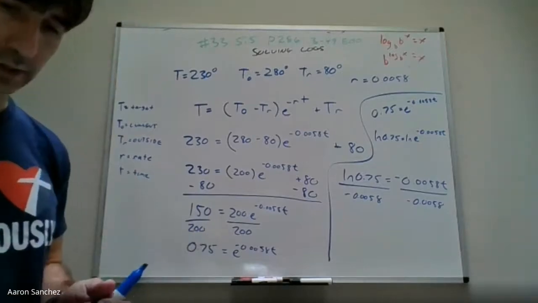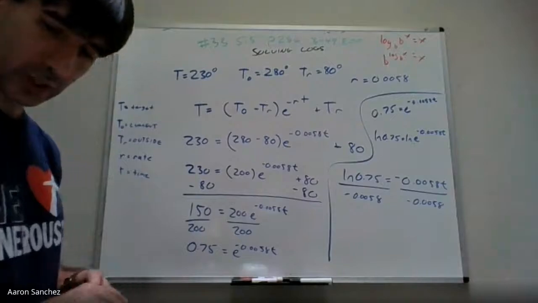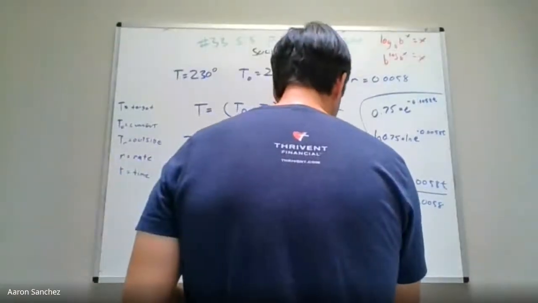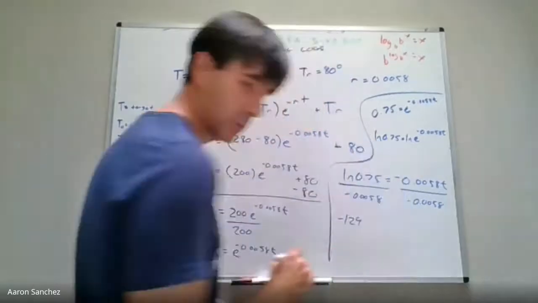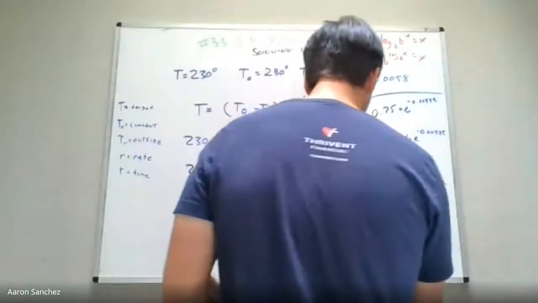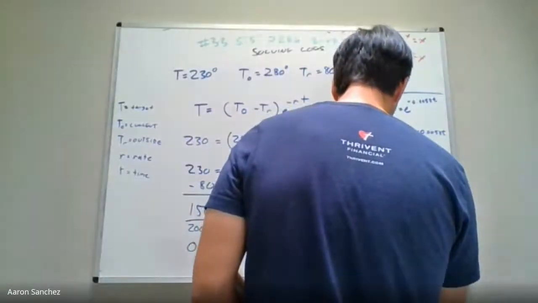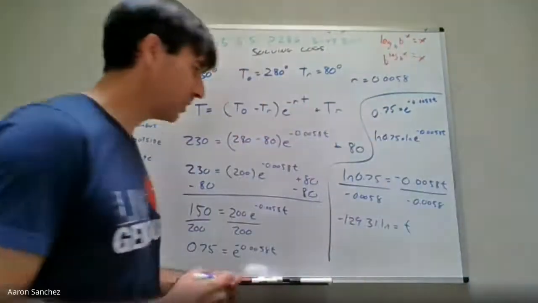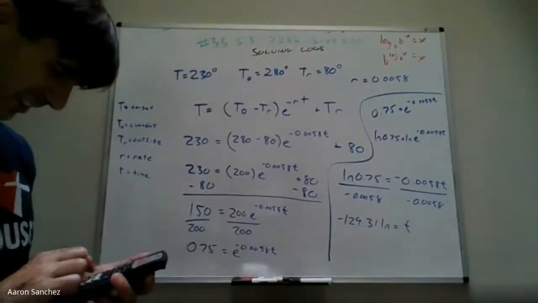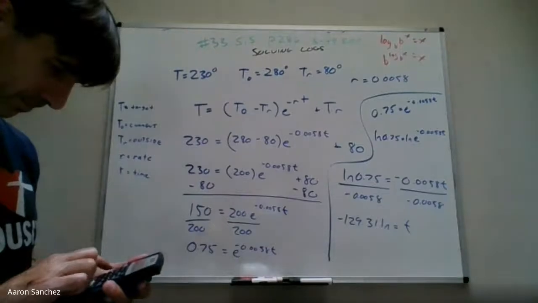So I got negative 129. Do you guys get that? Negative 129.31. Natural log equals t. So get the natural log of that. You should have your answer.